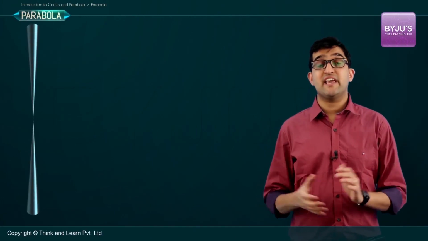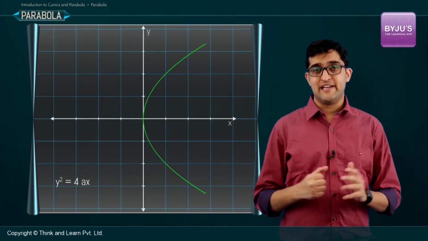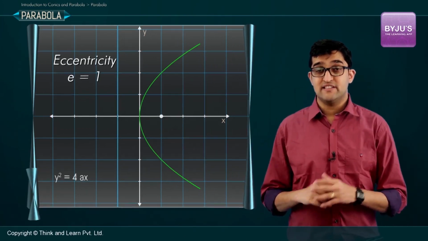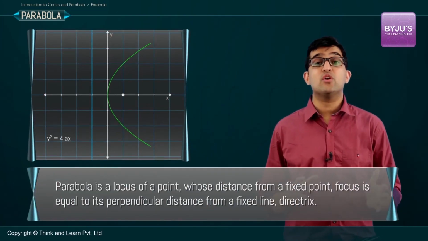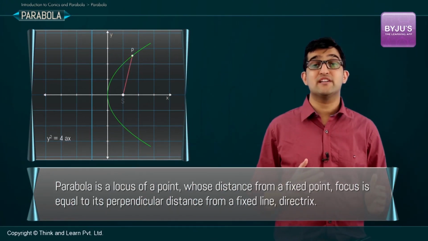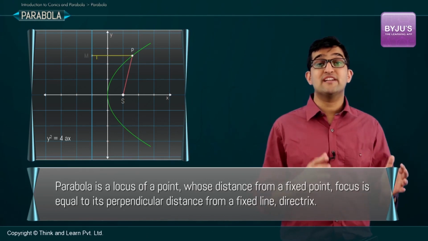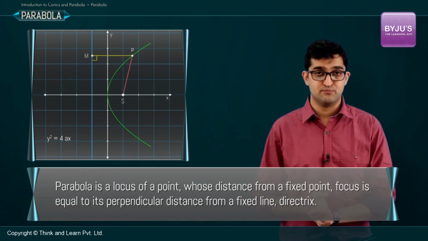In this chapter, we'll discuss the case of the parabola in detail. The eccentricity of a parabola is 1. This means that a parabola is the locus of a point whose perpendicular distance from the fixed point, the focus, is equal to its perpendicular distance from the fixed line, the directrix.